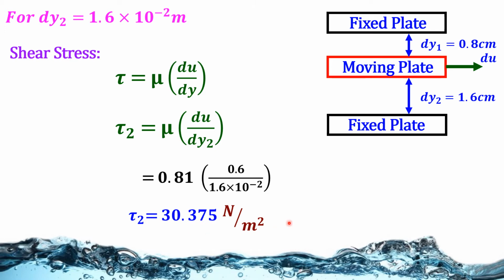Comparing the two shear stress values, one thing is observed: when the distance between the fixed plate and the moving plate is minimum, you have the maximum shear stress. If the distance between the moving plate and the fixed plate is maximum, then you will have the minimum shear stress.